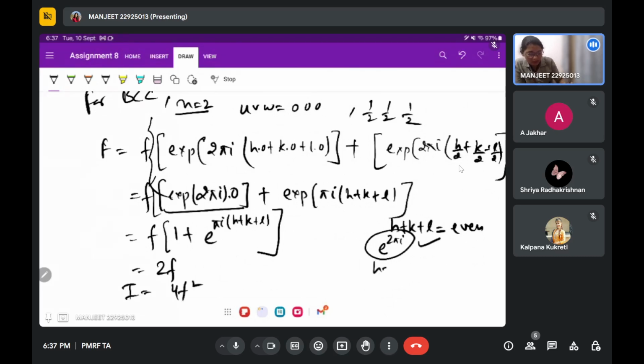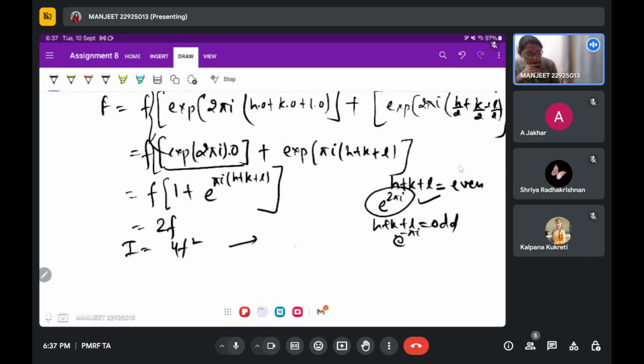If this H plus K plus L value is odd, so this will become an odd value, so this will be an integer multiple of this, and this will give minus 1, e raised to the power minus ι, that will give me 1, and the corresponding intensity will be 0. This will become 0. 1 minus 1 gives you 0.